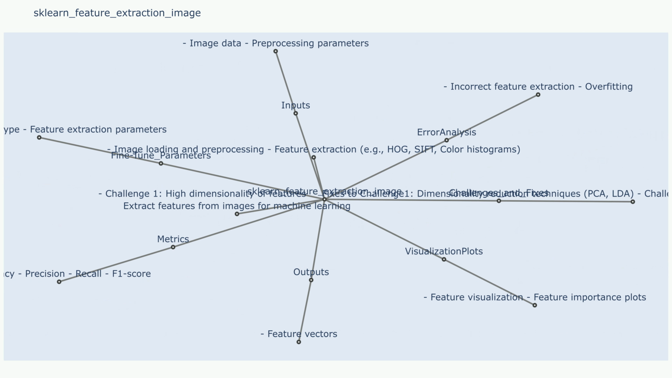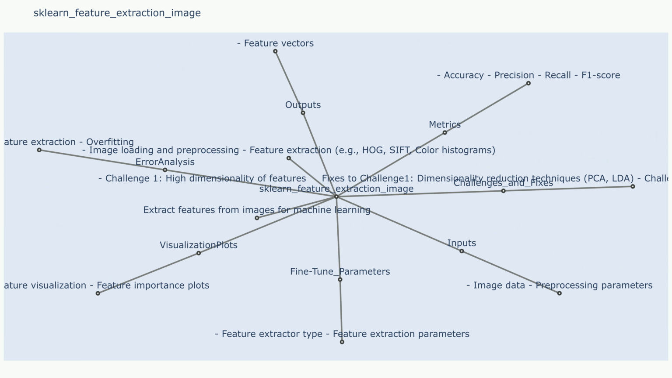Steps. Step 1, image loading. Images are loaded from their source using appropriate libraries and converted into a suitable format for analysis, often as a multi-dimensional array representing pixel values. Step 2, feature extraction. Sklearn provides a variety of feature extraction methods for images, including color histogram, which summarizes the distribution of colors in the image, capturing overall color content.